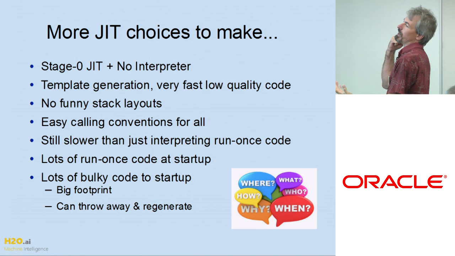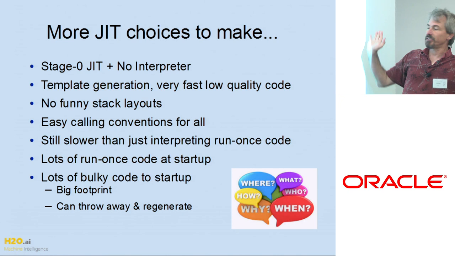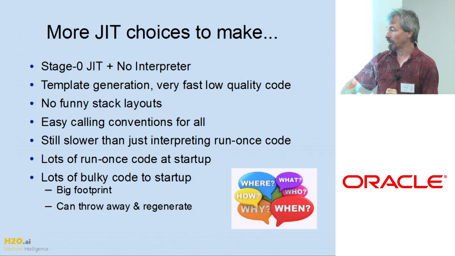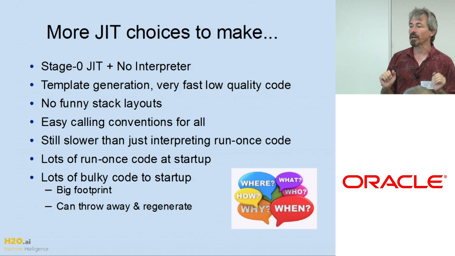That means easy calling conventions, it's less engineering, still slower than interpreting run-once code. And there's a lot of run-once code at startup time, so there is a cost to doing it this way. You get a lot of bulky code, which matters if you care about footprint, but it's so cheap to make, you just throw it away constantly too. So you make some small code cache size, and you generate the crap code in there as fast as you can, you run it, and then you throw it out pretty fast, and some hot stuff sticks around.